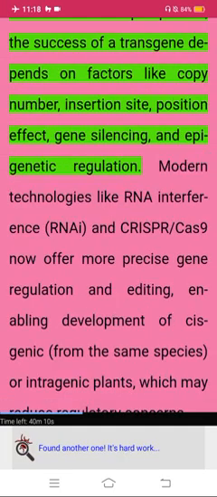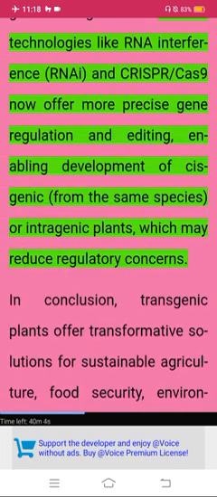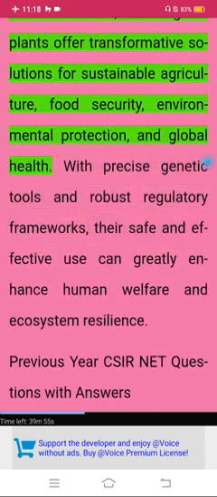From a scientific perspective, the success of a transgene depends on factors like copy number, insertion site, position effect, gene silencing, and epigenetic regulation. Modern technologies like RNA interference, RNAi, and CRISPR-Cas9 now offer more precise gene regulation and editing, enabling development of cisgenic (from the same species) or intragenic plants, which may reduce regulatory concerns.